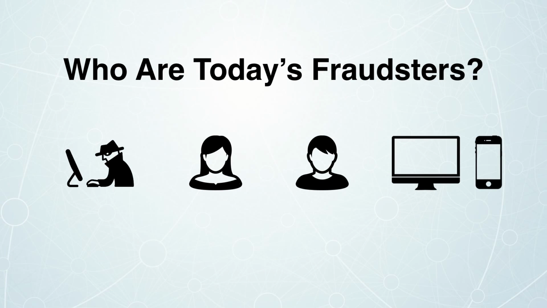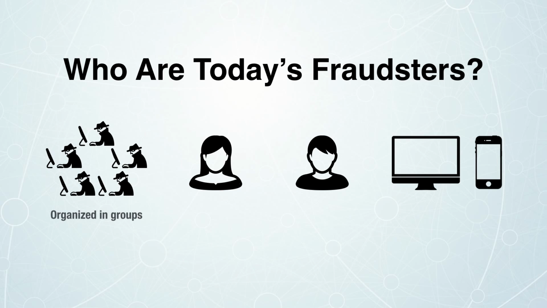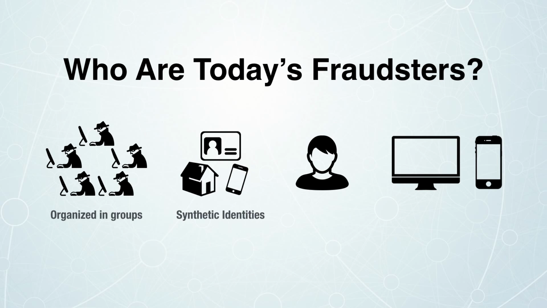Okay, so let's start by taking a look at who today's fraudsters are. Well, unfortunately, fraudsters today are often more sophisticated than most systems one would have in place to prevent them. The biggest fraudsters usually don't operate as lone anomalies today. Rather, instead of an individual, fraudsters are typically organized in groups. Instead of using their own identity, they manufacture identities, also called synthetic identities. They also perpetrate fraud using stolen identities and hijacked devices.